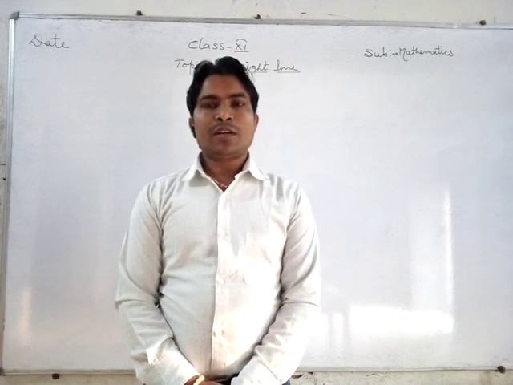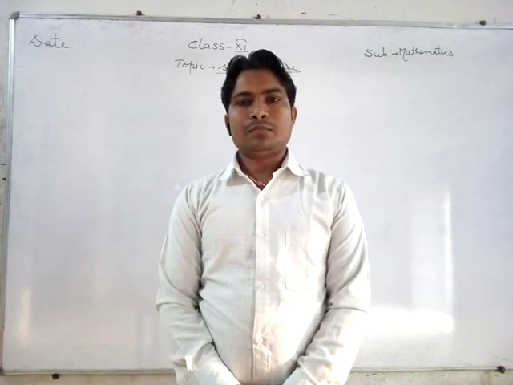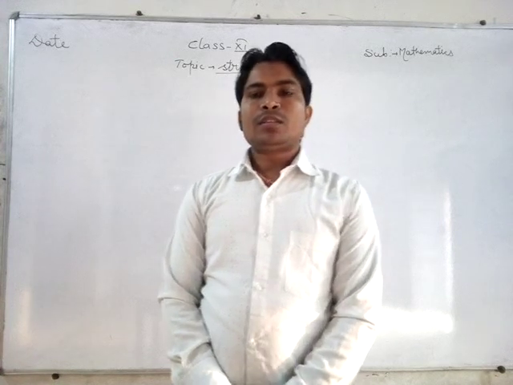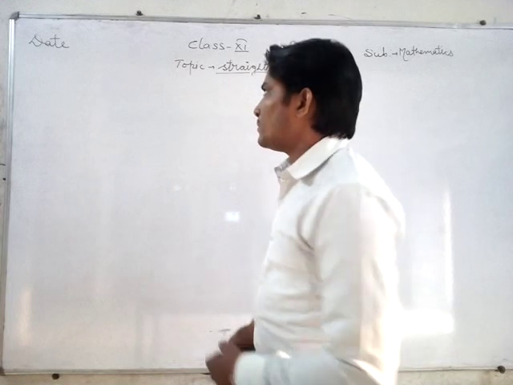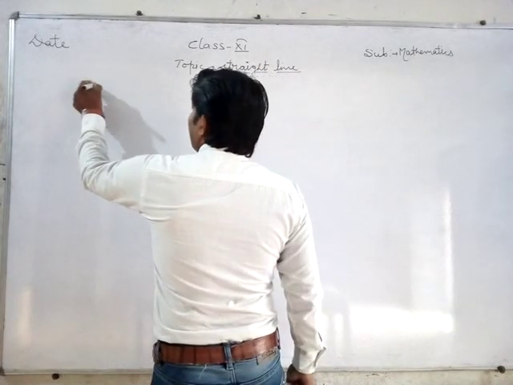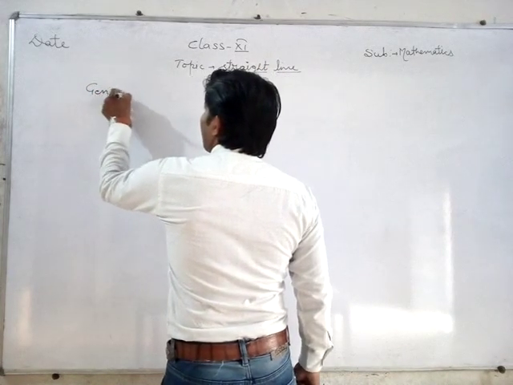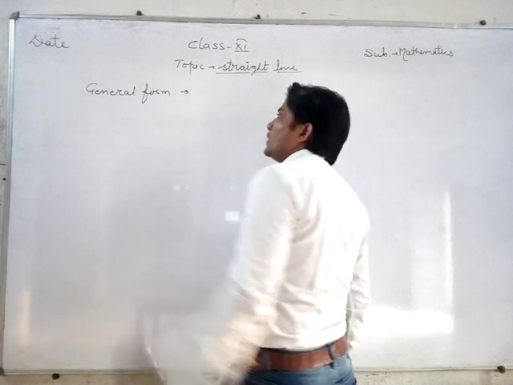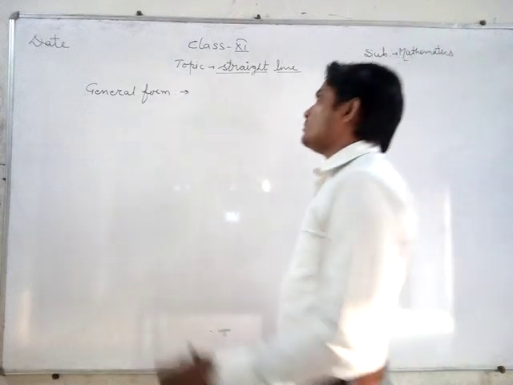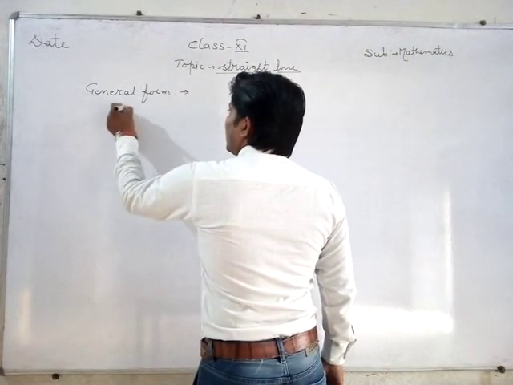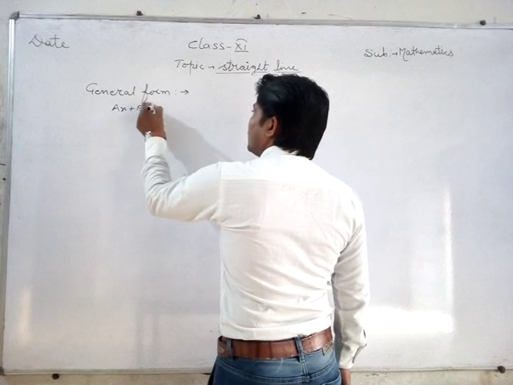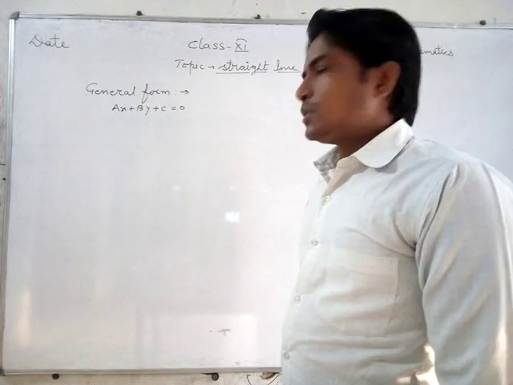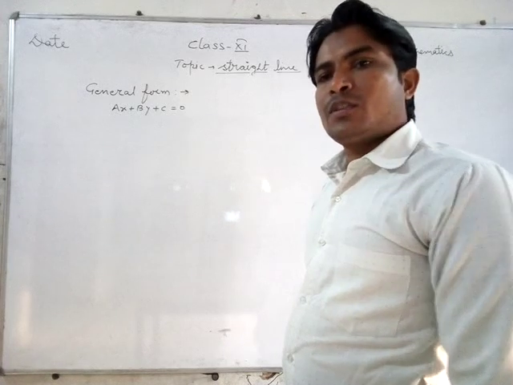Student, today we are discussing again the straight line. Starting the straight line, consider the general form. The general form of a straight line is ax plus by plus c equal to 0.